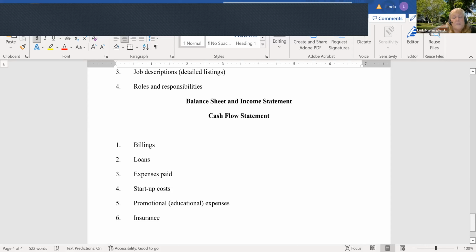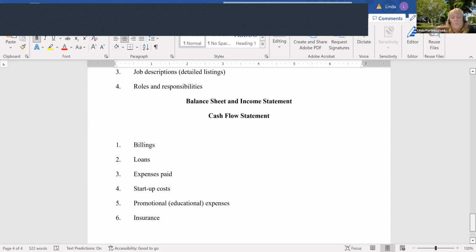So how much money is it going to take for you to survive the first 3 months? And then promotional expenses. What's it going to cost to advertise? What's it going to cost to educate people about your services? All those different expenses, there's lots of promotional things you can do to let people know you're out there. And then what are insurances going to cost you?